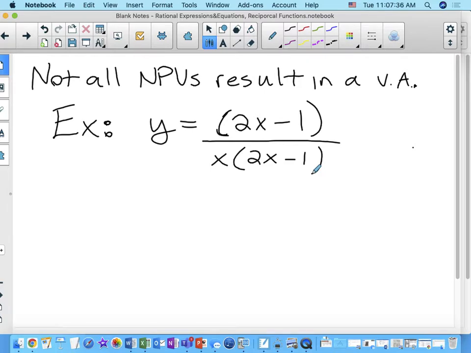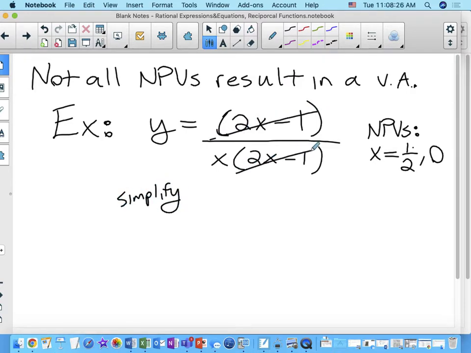Okay. What are the non-permissible values here, if this was a rational expression? Yeah, so the non-permissible values would be x cannot equal 1/2, and anything else? Yeah, 0. Okay, could this be simplified? Yeah, sure. If we simplify it, we can cross these out. We get y equals 1 over x, which is exactly what we saw before.